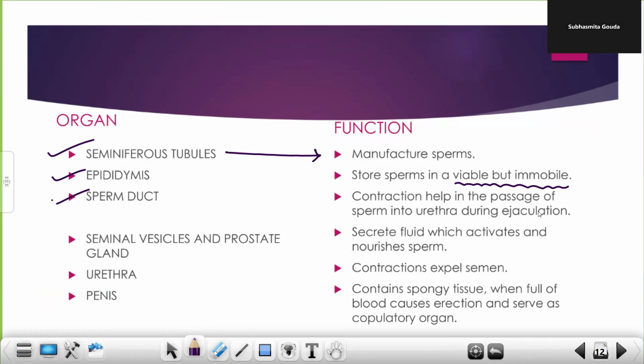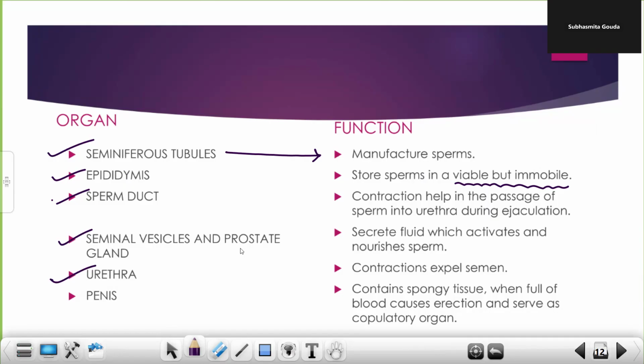जब वो contraction होता है, then sperm को pass करने में help करता है, जो कि urethra के through बाहर आता है. Next one is the seminal vesicles and prostate gland. These two glands secrete a fluid that activates the sperms. Okay. Next one is the urethra.